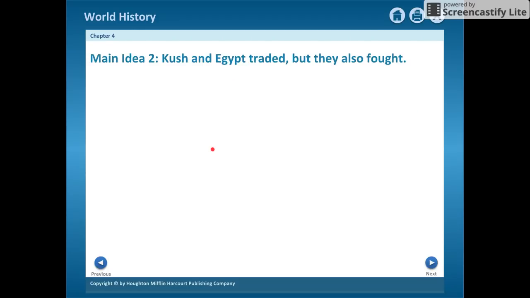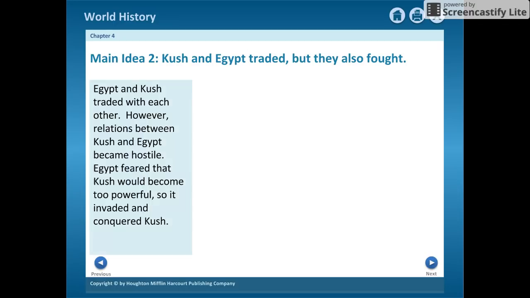Main idea two, Kush and Egypt traded, but they also fought. Obviously, being so close together, they probably had conflicts at times. So Egypt and Kush traded with each other. However, relations between Kush and Egypt became hostile.